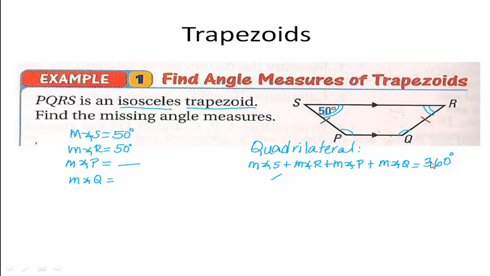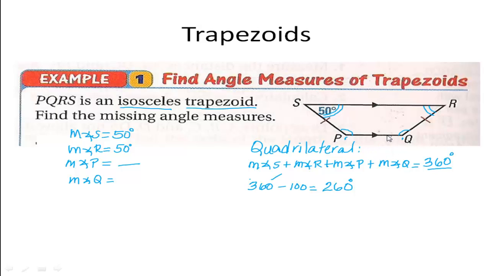Okay? You should know that. So if I already know that this one is 50 and this one is 50, I already have 100 degrees out of a total of 360 degrees. So 360 degrees minus 100, which I already have, that leaves me with 260 degrees to share between P and Q.